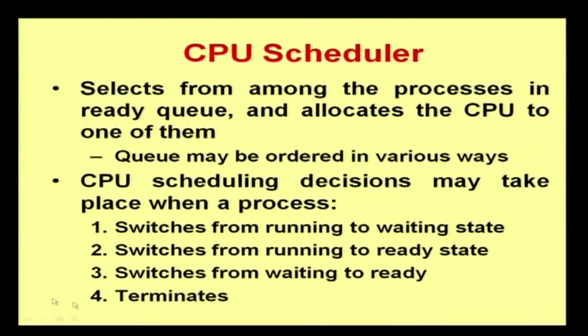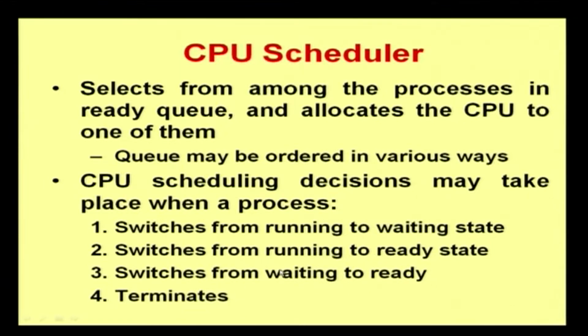Then the last state is the termination state. If all the execution gets completed, and the process is going to end, to exit, then such a state is called the termination state. So we are linking those process states with the scheduling decisions, and that is the reason we are given here: switching from running to waiting state, switching from running to ready state, switching from waiting to ready state, and if it terminates.